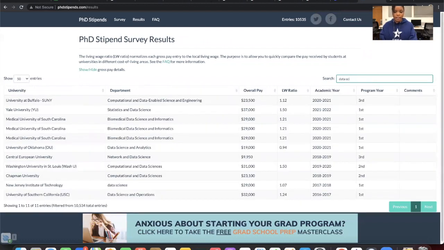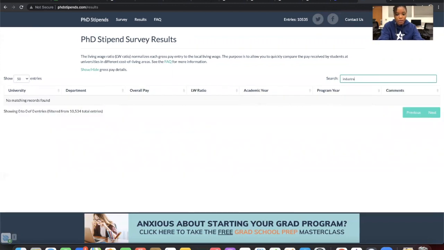Data science. Can you see now? Data science has brought out some schools, right? Now, if you like chemistry, you should know the synonyms. Do you understand? Let me see industrial chemistry.